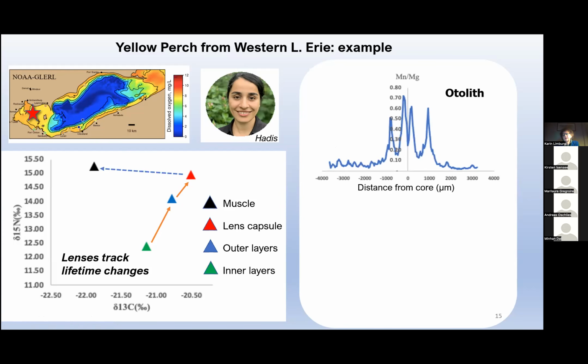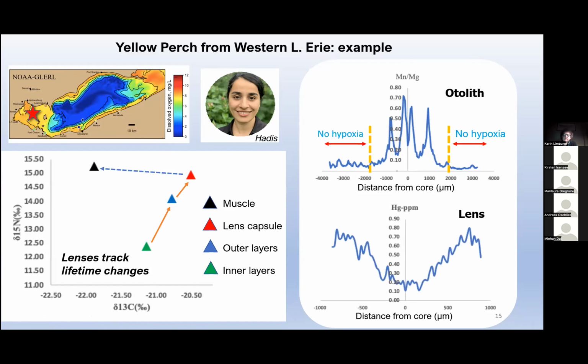But she then looks at the otolith as well, and this is from the same fish. We see that in the core, it's elevated in our indicator of hypoxia for the first and second years. And then after that, on the edges, there's no evidence of hypoxia. On the other hand, mercury from the same fish indicates an increase with age. So likely this is due to trophic effects rather than hypoxia. So this is how we can combine some of these.